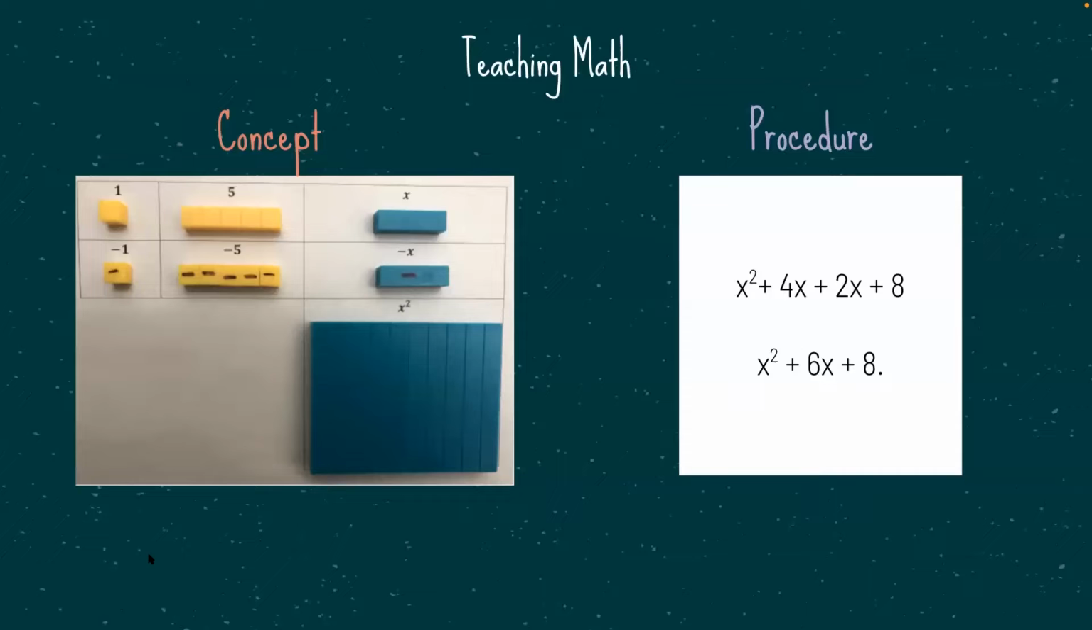For example, on the left-hand side of the slide, we have some concrete manipulatives. And on the right-hand side, we see what the manipulatives would look like if you were to use abstract numbers and symbols.